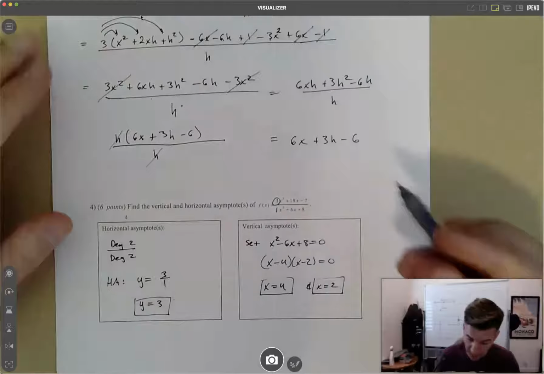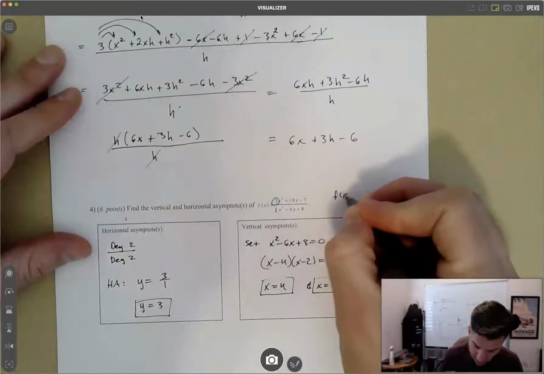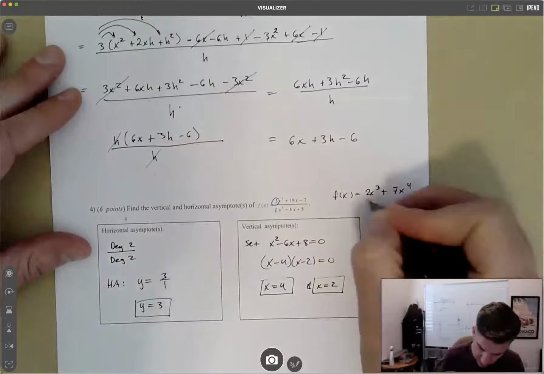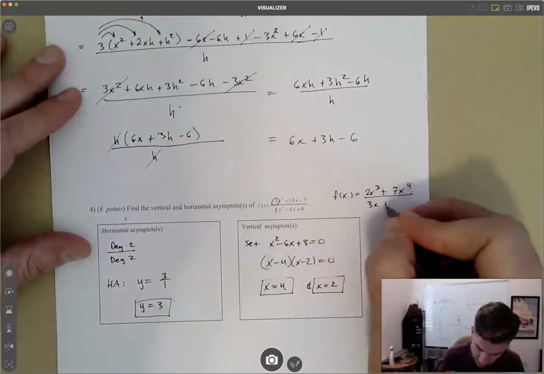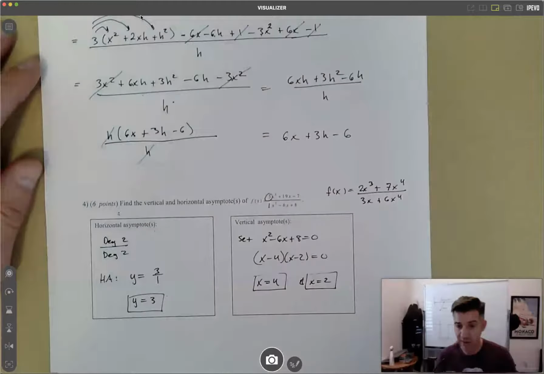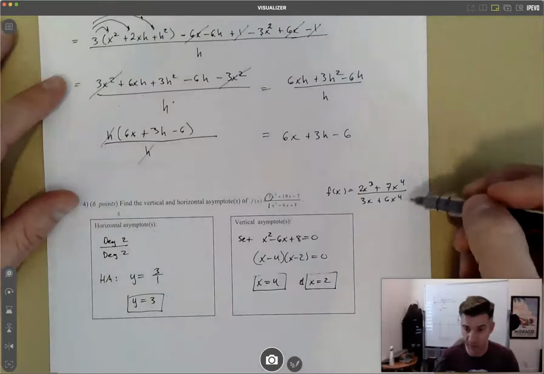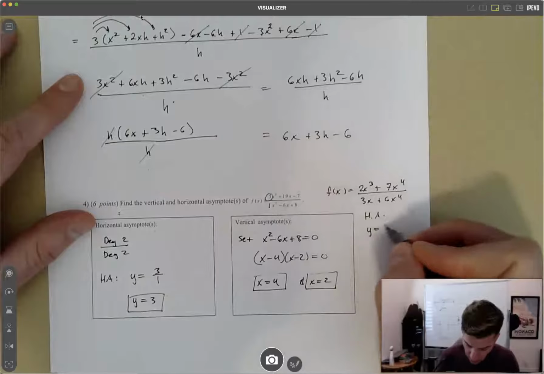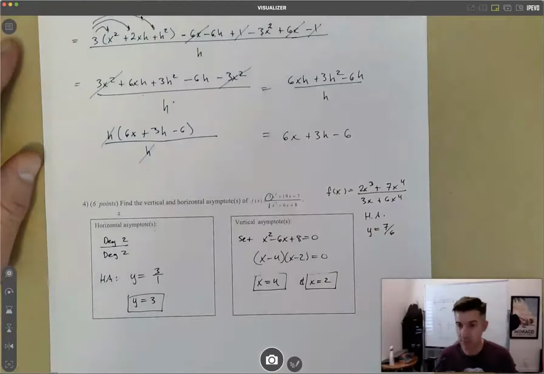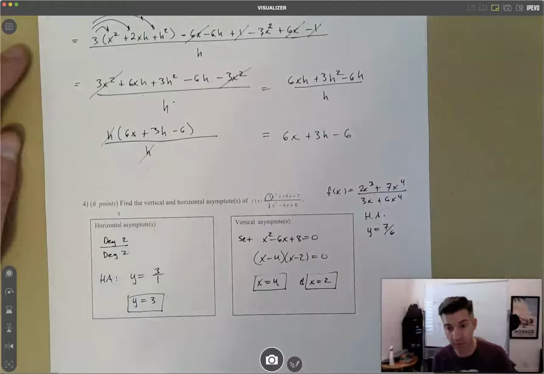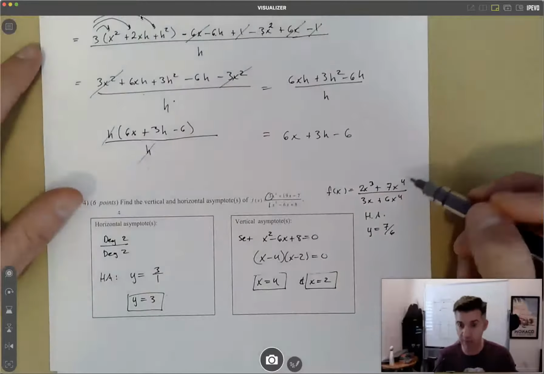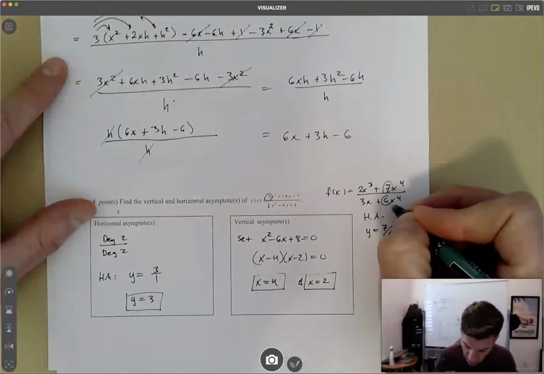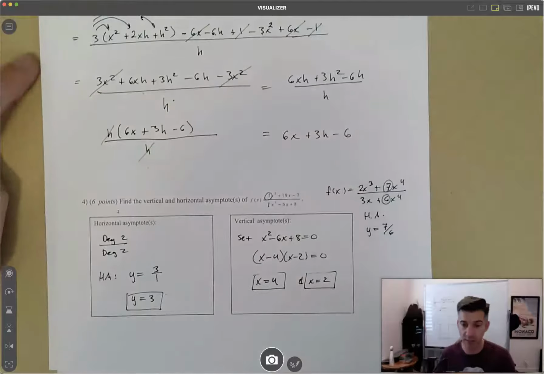So if, for example, this function had been something like f of x equal to 2x cubed plus 7x to the 4th over 3x plus 6x to the 4th, the degrees are the same. It's a 4th degree in the top and 4th degree in the bottom. And for this function, the horizontal asymptote would be y equal to 7 over 6, even though it's written kind of in a non-standard way. We still have the same degree, and the fraction is the quotient of the leading coefficients. And the leading coefficient is just the coefficient of the thing that's x to the highest power.